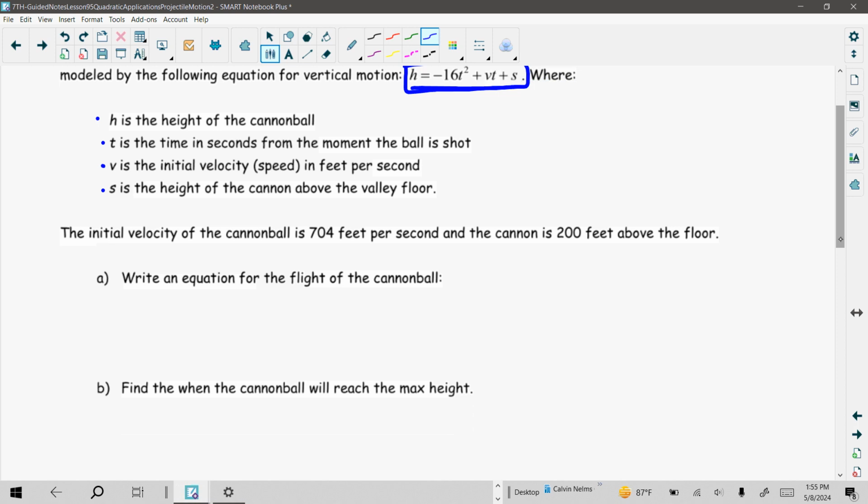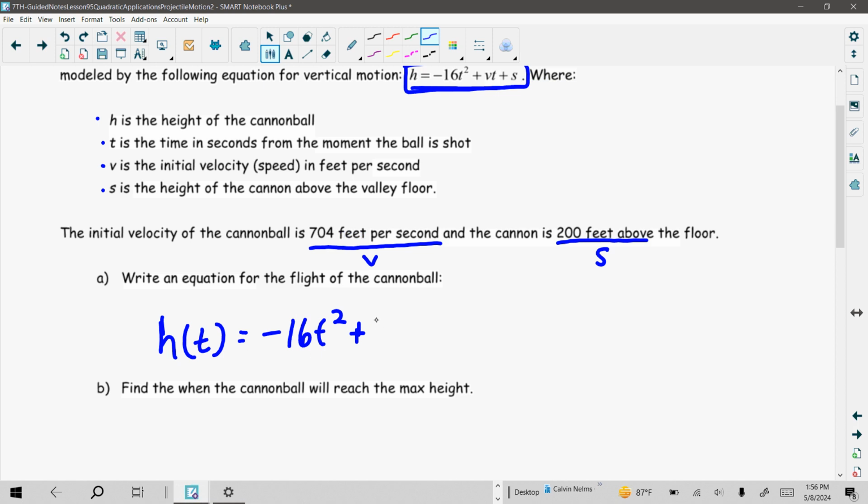So what they want us to do here is to first write an equation for the flight of the cannon. If it is 704 feet per second, that would be our velocity, and 200 feet above the ground, that's our starting height. So h of t would equal negative 16t squared plus 704t plus 200.